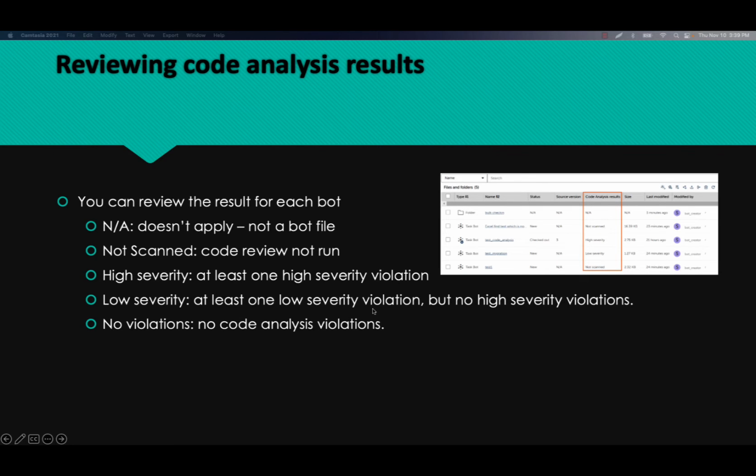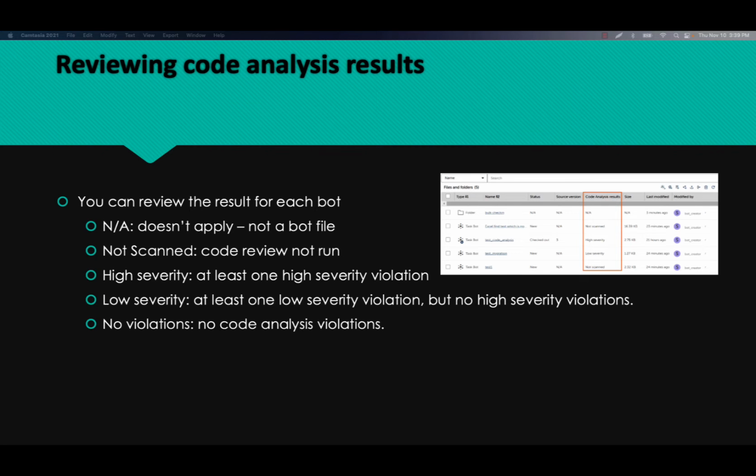And if you see the list of all the bots, there is a column called code analysis results. It can have one of these 5 statuses. It can have NA, which means this is not a bot file, like in this case a folder, so you cannot run a code analysis on that. Second, a task bot that you never ran a code analysis on. Then third is high severity.